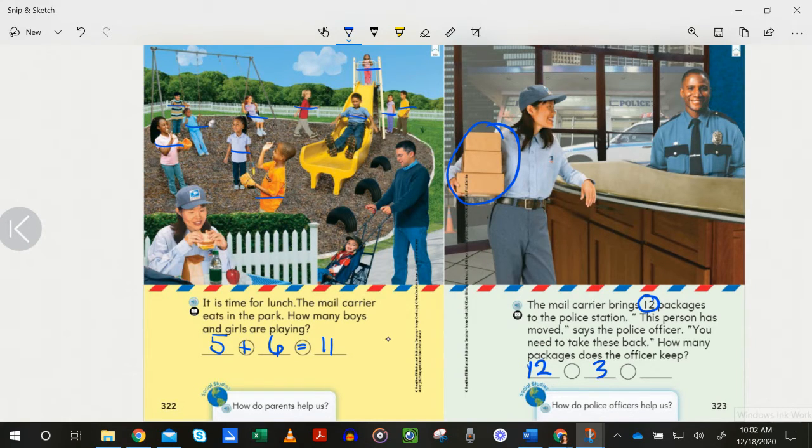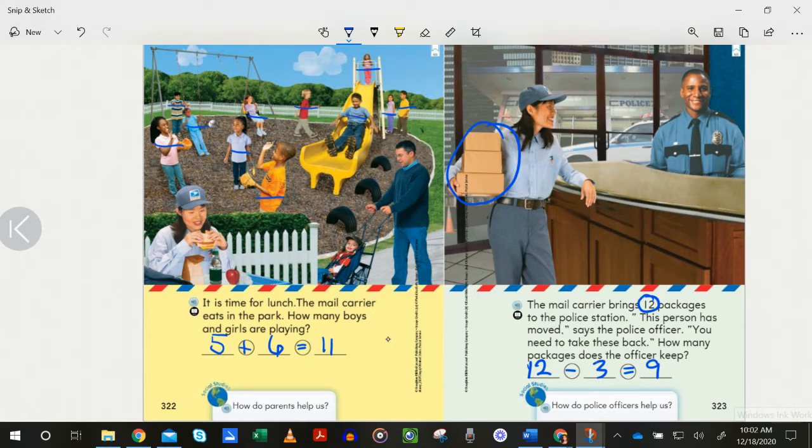3. So if she's taking those back, are they staying with the police officer? No, we are taking them away. So we're going to use subtraction here. Okay, so how many are going to stay with the police officer? 12 minus 3. 9. Good job.